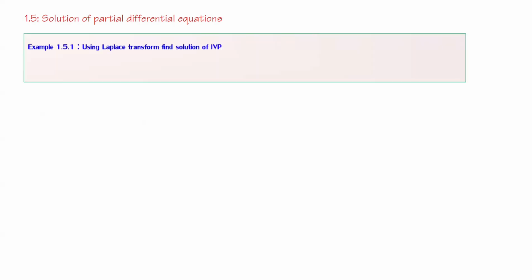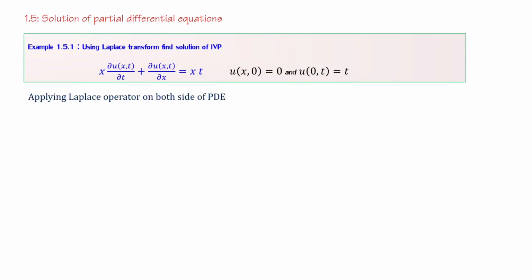Now we have here one initial value problem of partial derivatives. We have to solve the partial derivative with respect to t of u plus the partial derivative with respect to x of u equal to xt, with the conditions u(x,0) equal to 0 and u(0,t) equal to t. So let's take the Laplace transform on both sides, and you will get it.